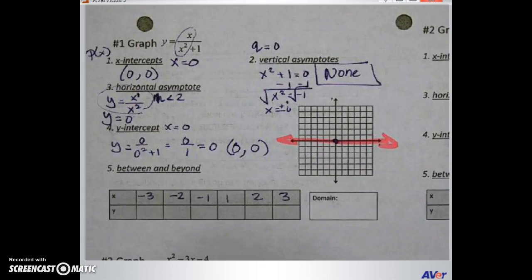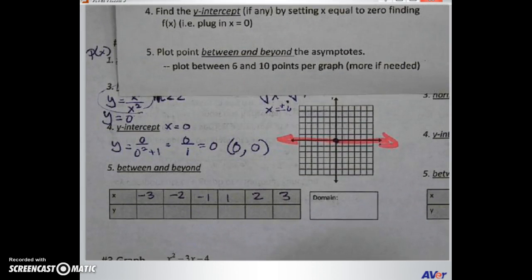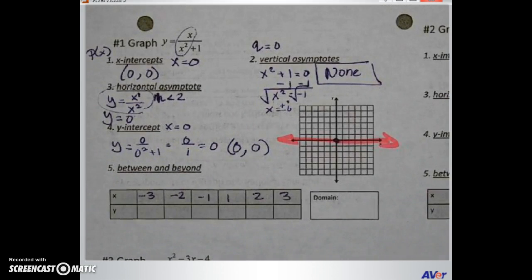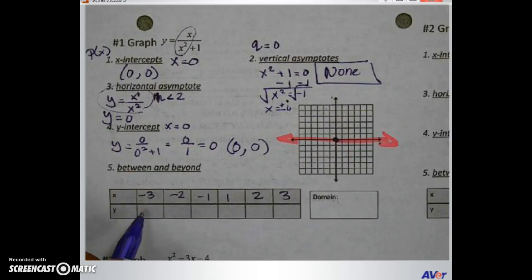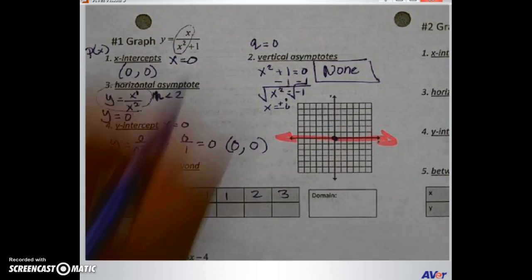A minimum of 6 points. It says 6 to 10 points on your directions right here. Do as many as you need. It's really not that deep. So what do I want to do now? Plug these in. So I'm probably only going to show you one because I believe you can do these.